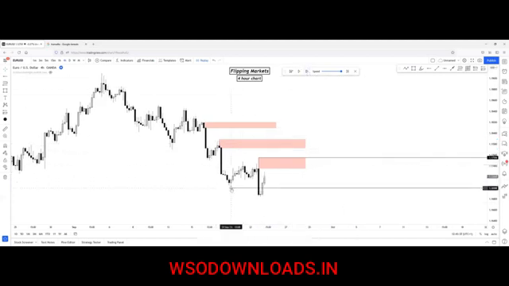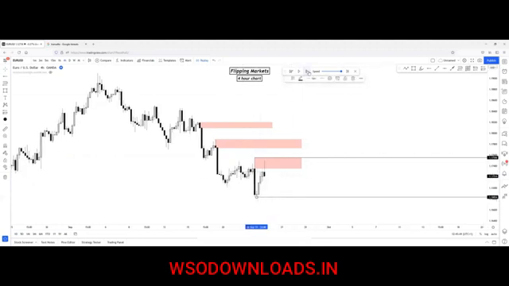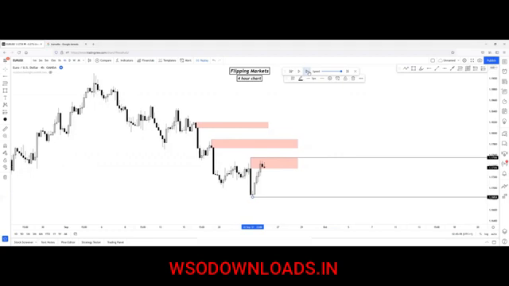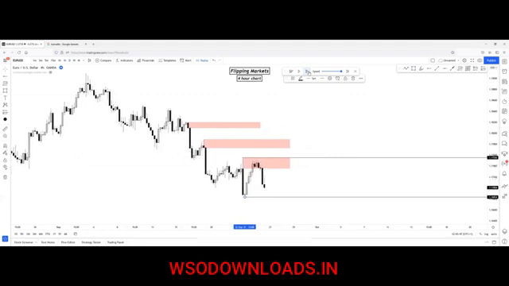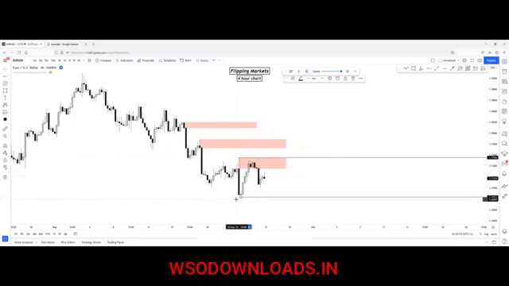As you can see, price created a new low, which is right here. We are waiting for a pullback. Price tapped the zone. Price reacted on that zone, created inefficient movement to the downside, but didn't break below the last low point.